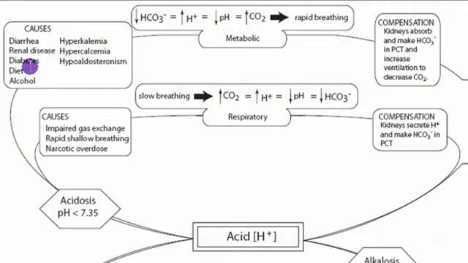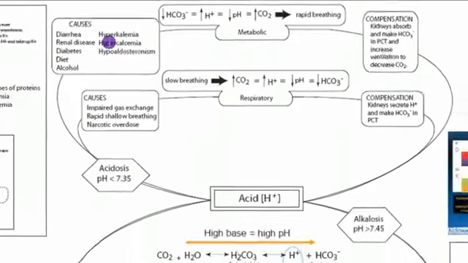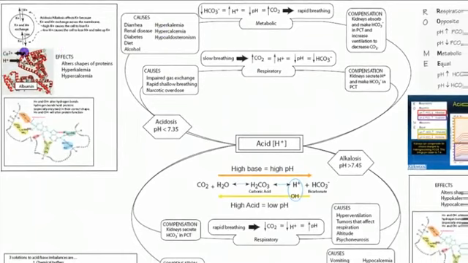Hyperkalemia or hypercalcemia both lead to acidosis due to the exchange of potassium and hydrogen across the cell membrane. In the case of hypercalcemia, if there's excess calcium, it binds to the albumin, kicks the acid off, and now we've got acidosis. Lastly, a diet high in acid or consumption of alcohol can also lead to acidosis.